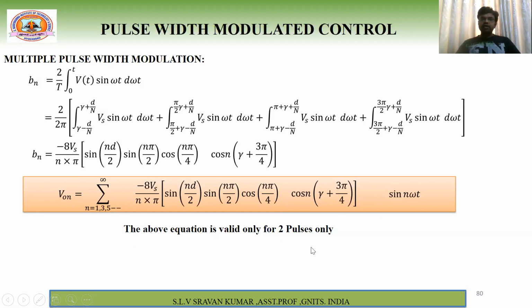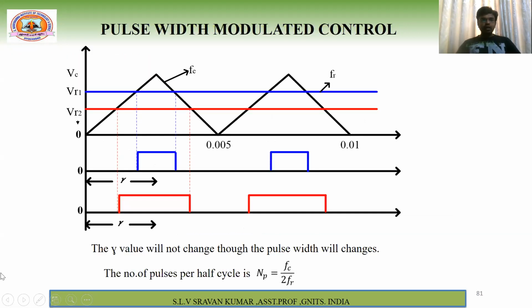And see, this equation is valid only for two pulses. If the pulse number increases, every time you have to derive the equation. So this is one drawback in multiple pulse width modulation, we can say. Okay, right. Next one, the most important concept is this one.